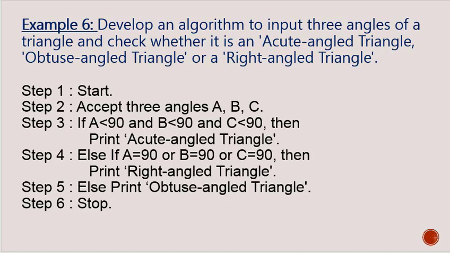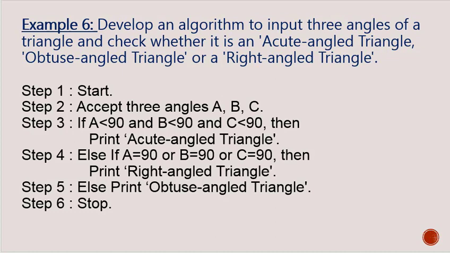So again in step 4 we are checking another condition that we have discussed, that suppose the value of C is equal to 90. So if the value of A is equal to 90 or B is equal to 90 or C is equal to 90, then obviously it will print a right angle triangle. A triangle is called a right angle triangle if the value of any angle is equal to 90. So in this case the value of C is equal to 90, so it will print the statement the triangle is a right angle triangle.